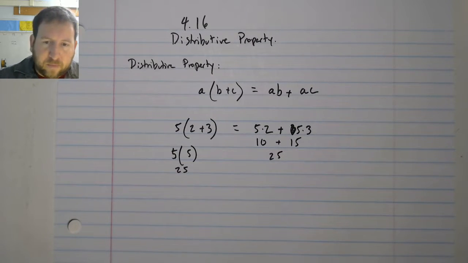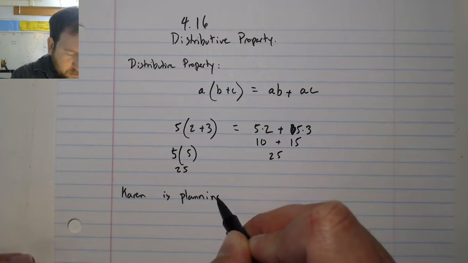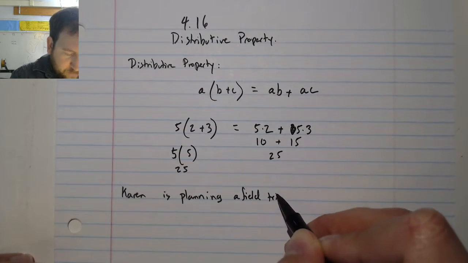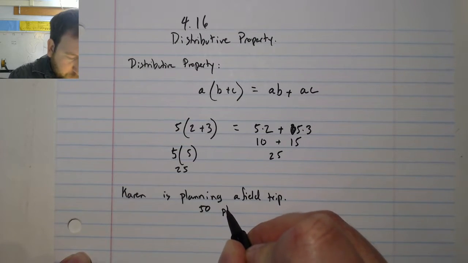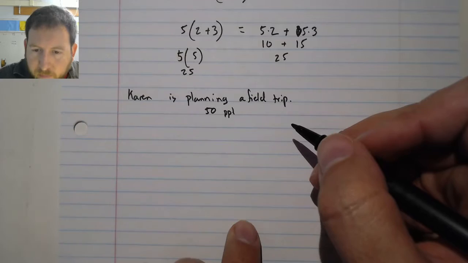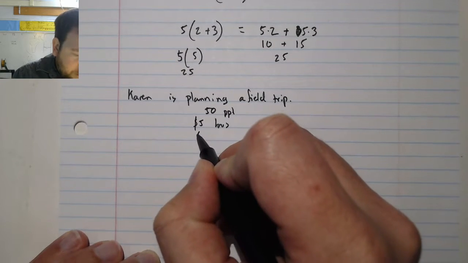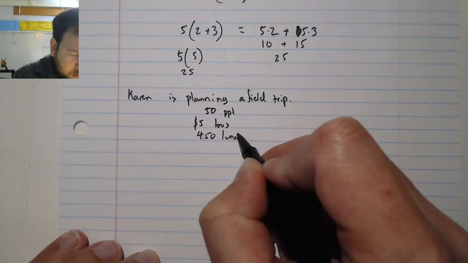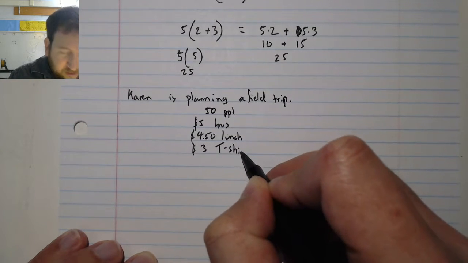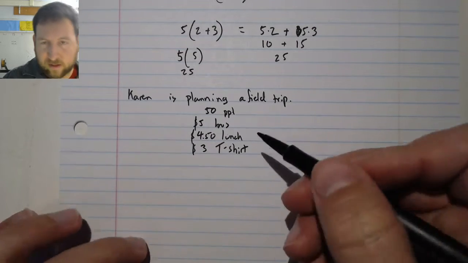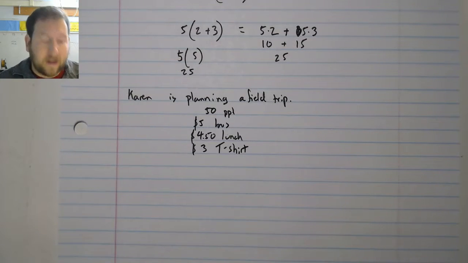Let's take a look at an example. Karen is planning a field trip. There are 50 people going on the field trip. We have 50 people on the field trip, and there is $5 for the bus, $4.50 for lunch, and $3 for the t-shirt. Looks like the t-shirt is not optional. Everyone must get a t-shirt. So, hope it's a good t-shirt. And the question is, how can we write this as a numerical expression relating to the money that we've got?